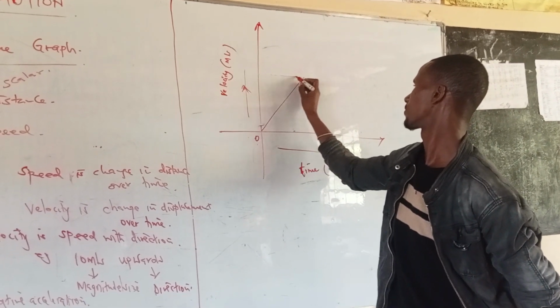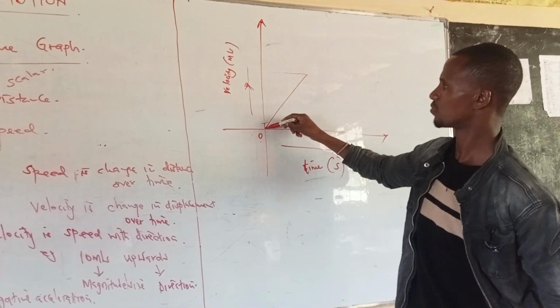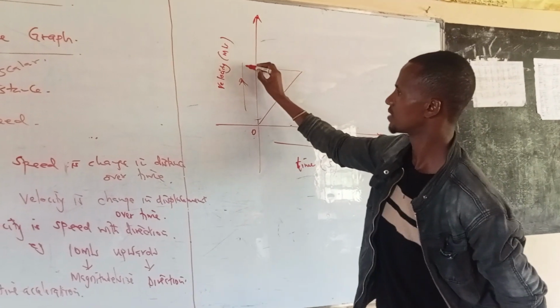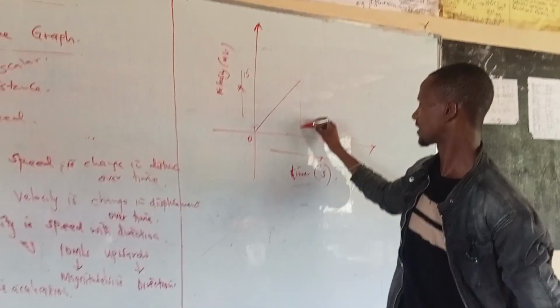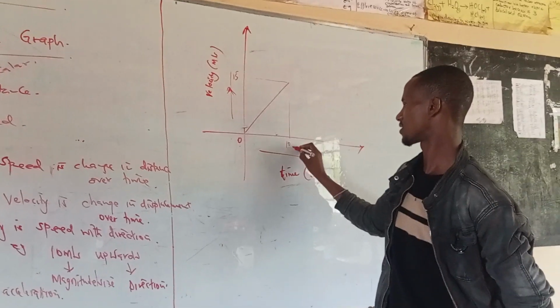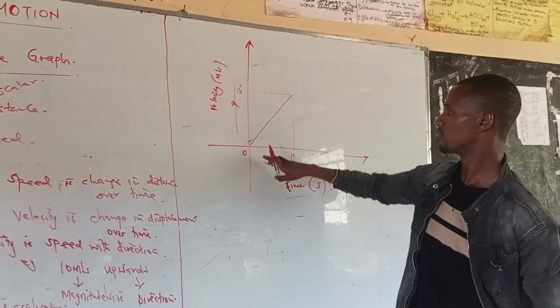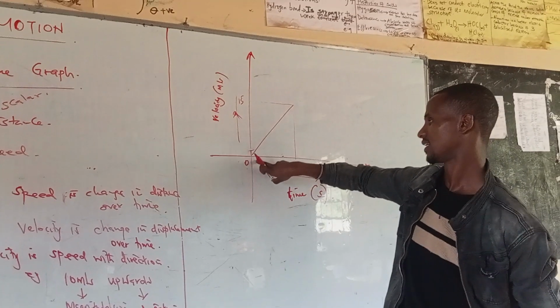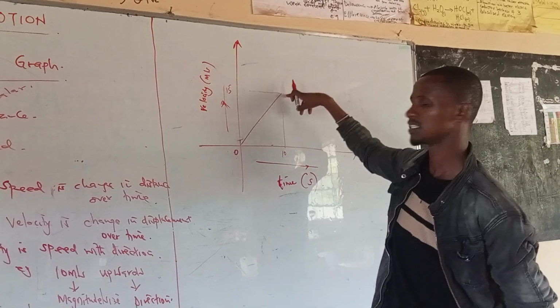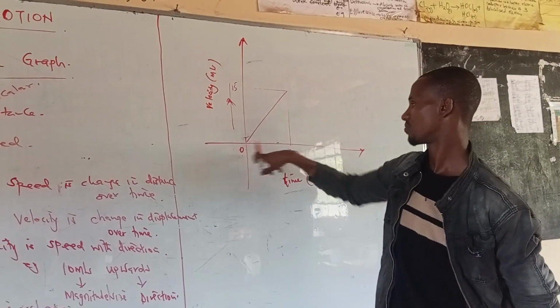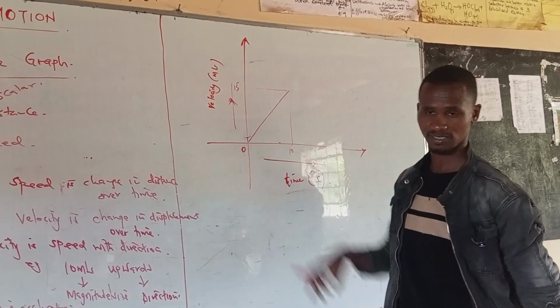So it moves gradually from 0 to a velocity of 15 meters per second. With what time? Let us say we can use 10 seconds. So the body moved gradually from a velocity of 0 to 15 within 10 seconds.